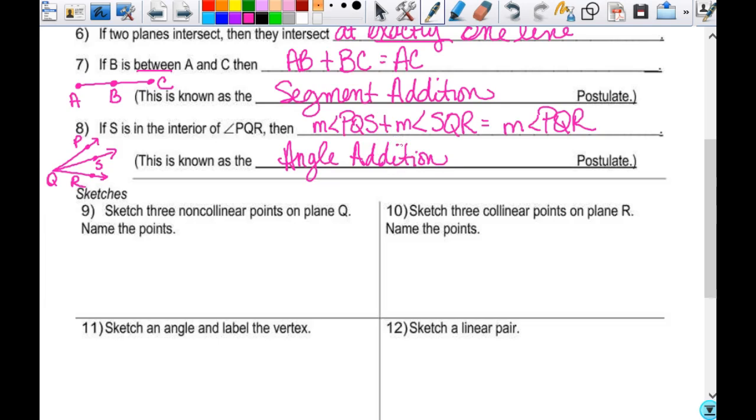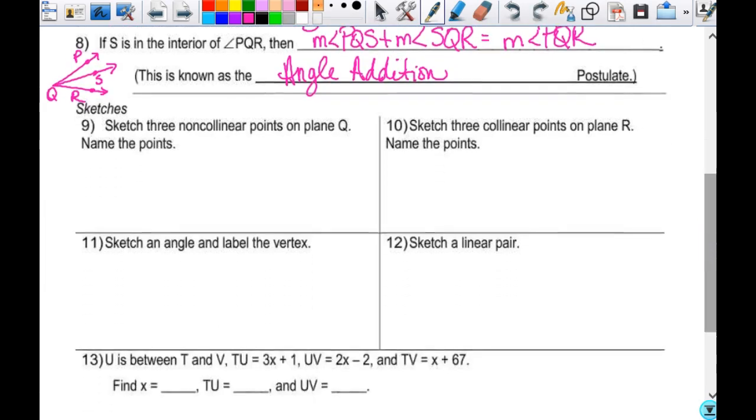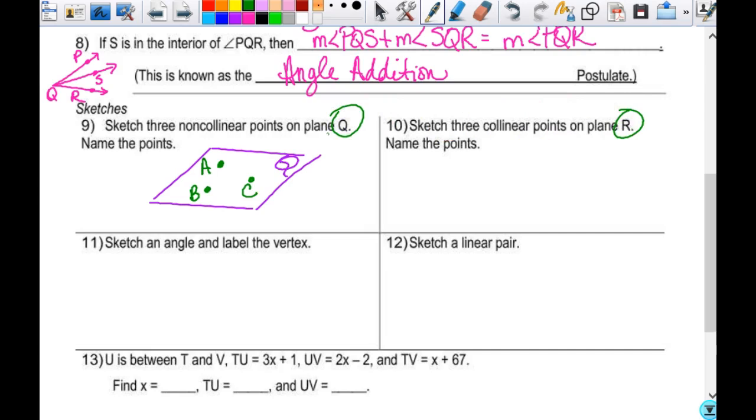Okay. Then we're going to sketch 3 non-collinear points on plane Q. So here's plane Q. And then I need 3 non-collinear points. This, A, B, and C. Okay, then I'm going to sketch 3 collinear points on plane R. These should be italicized. I just realized the print doesn't look very good. Okay, so we got plane R. So there's plane R, and I need 3 collinear points this time, and to name the points, just like here I had to name the points. So, like this, A, B, C.